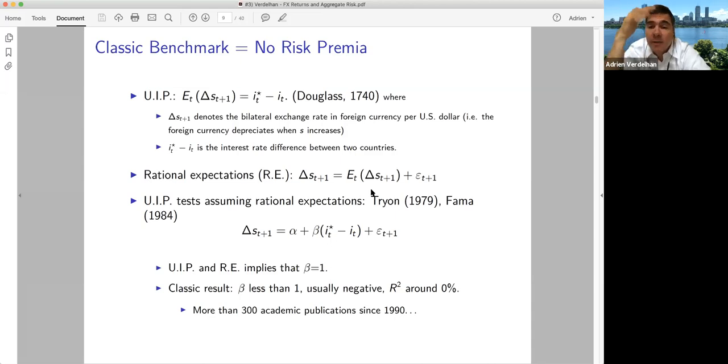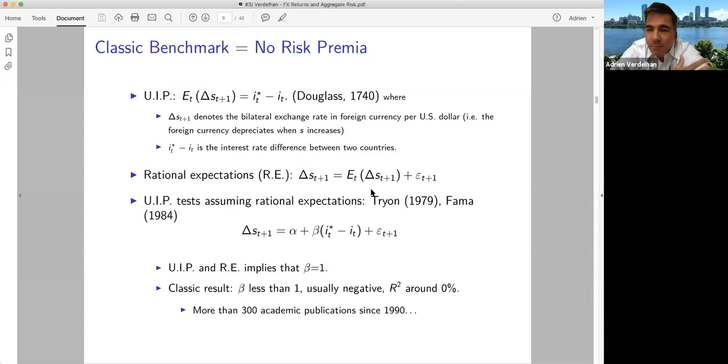It took humankind something like 250 years to find a way to test this idea, and you have to introduce rational expectations. The first paper to run this regression is by Adrien, working at the Fed, regressing the change in exchange rates on the interest rate difference. UIP tells you that the slope coefficient should be 1. You can do it any way you want. This regression never gives you 1. The slope coefficient is usually negative, and the R-square is around 0.